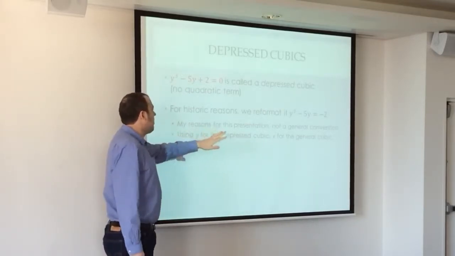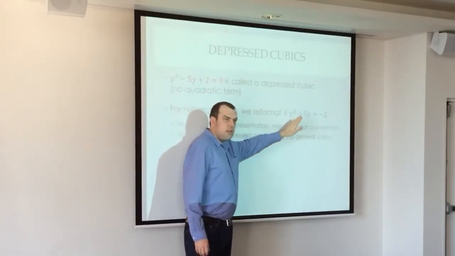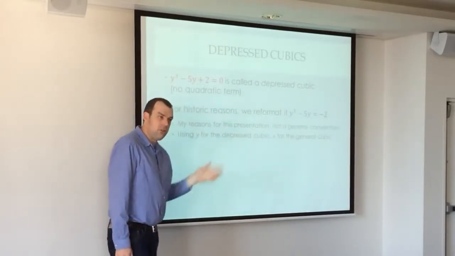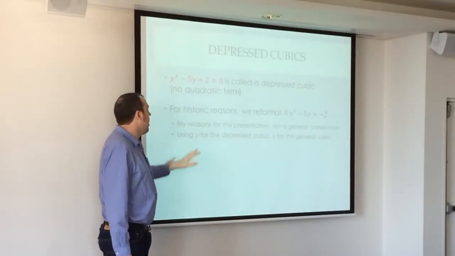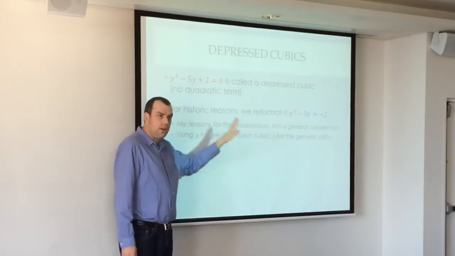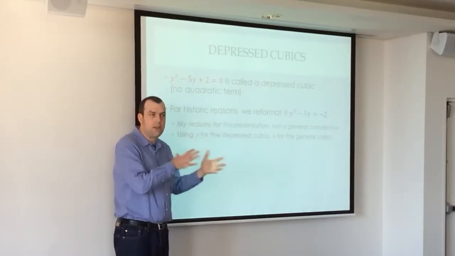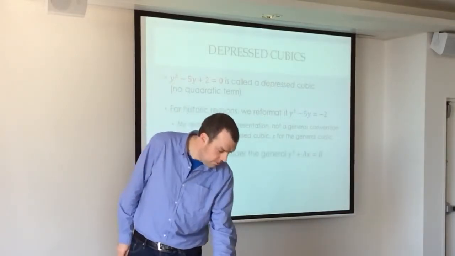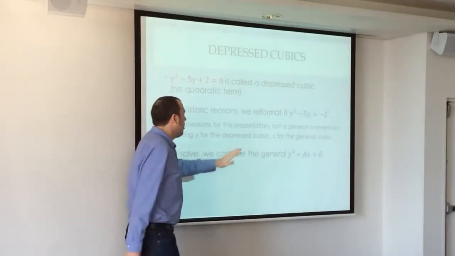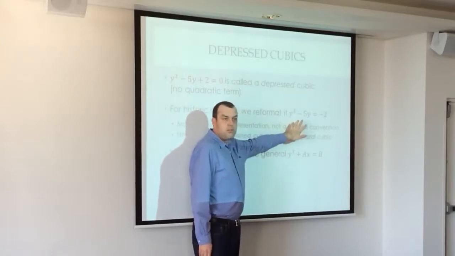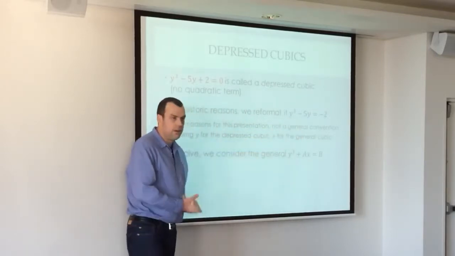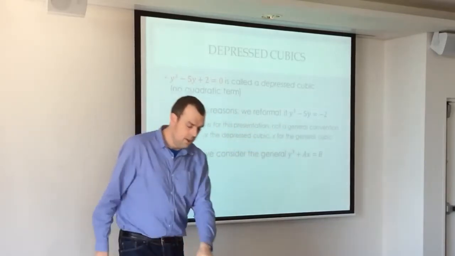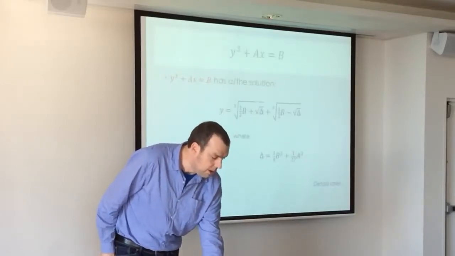Okay, so there's no reason to present it in this form other than that it ties in with history. And I'm using y for the depressed cubic and x for the general cubic so that we can keep track of what equation we're doing. All right? So rather than go through and solve this numerically, because it's a lot more complicated, we're going to solve it algebraically. But the details will be a bit later.